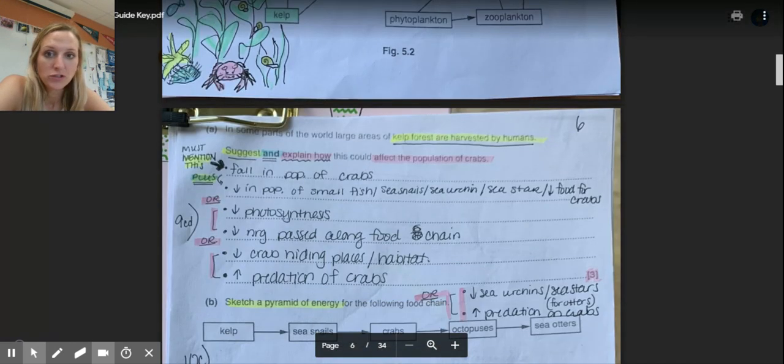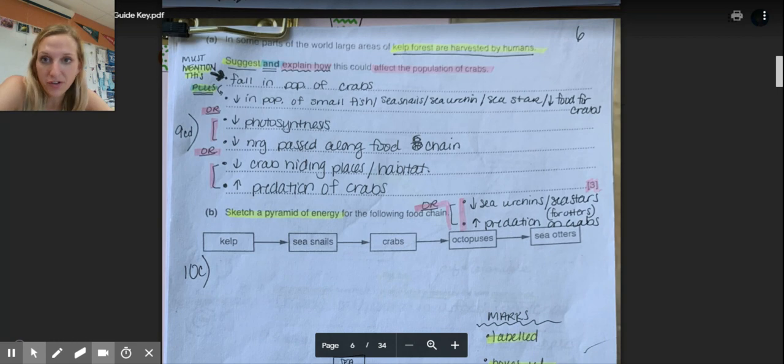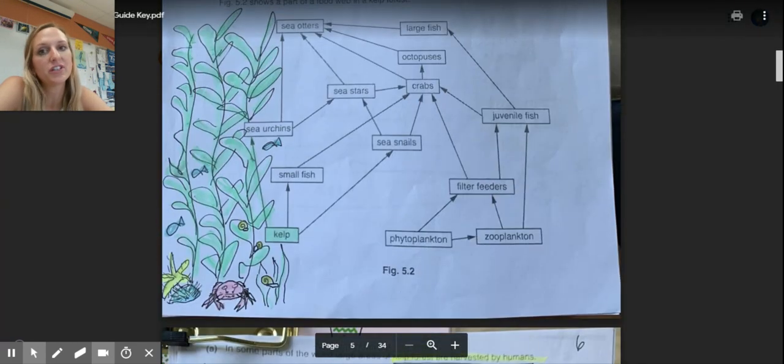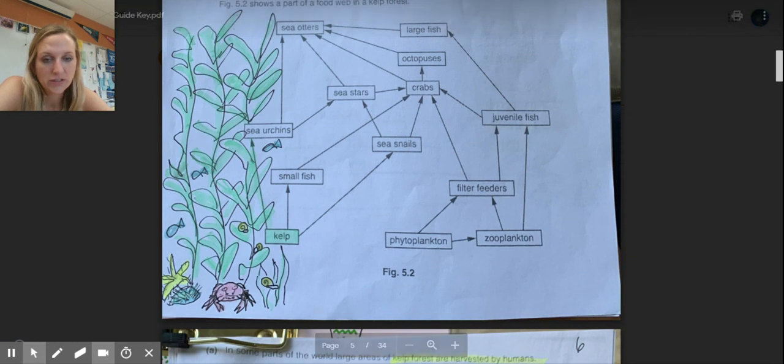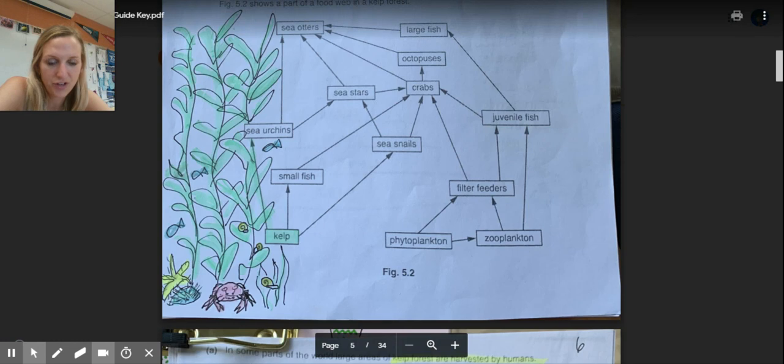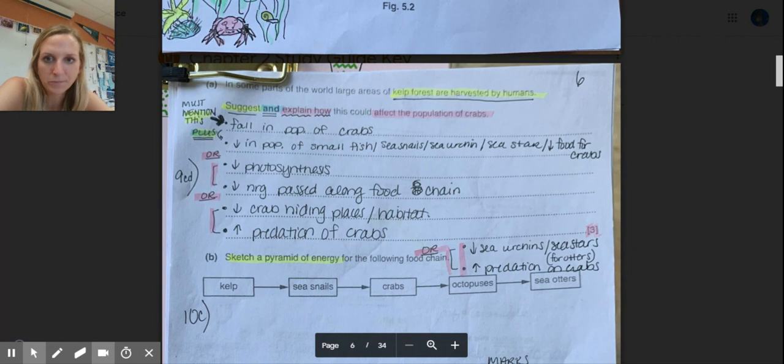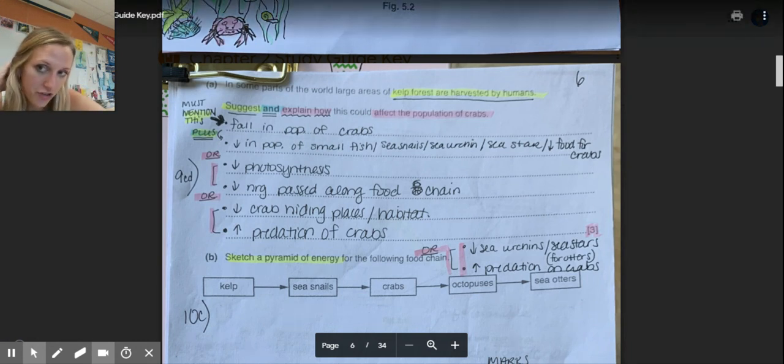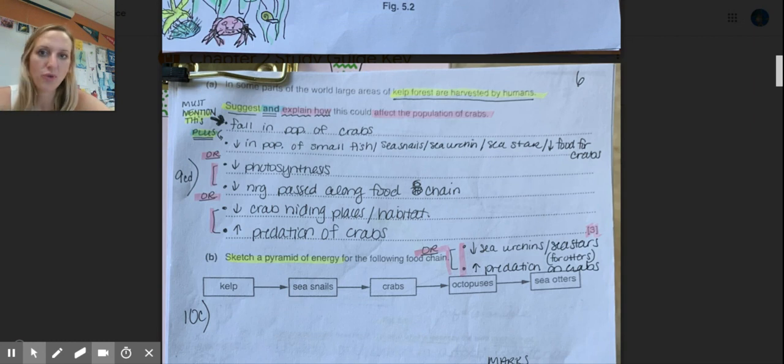Okay. So the reason is there's going to be a fall in the population of crabs. So the crab population is going to decrease, and then you're reasoning why. If they are losing the sea star, small fish, and sea snail food, they're going to have to take over somewhere else. They're going to have to start eating something else, and that'll cause some competition. So why? You need to have, there's a fall in the population of crabs. Reason why, because there's less of a food source for them. There's less small fish, sea snails, sea urchins, sea stars, because they feed off the kelp. So that's obviously going to go away.